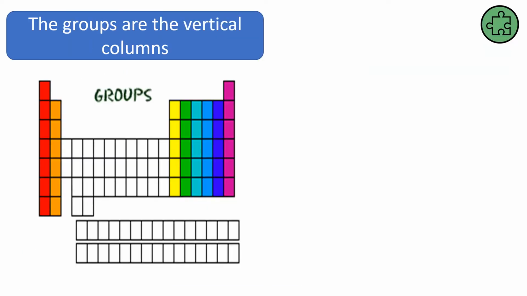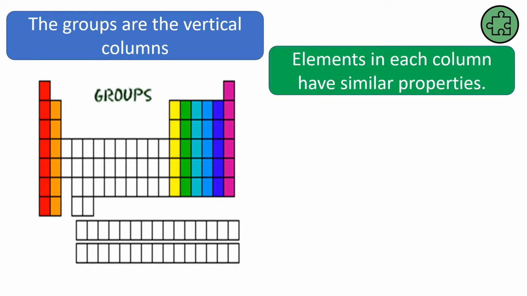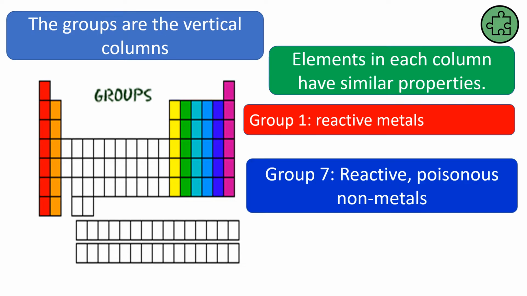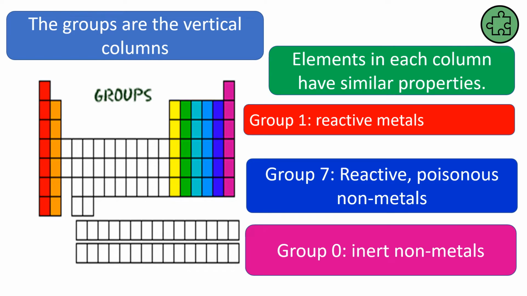We also discussed that elements with similar properties are grouped together. A group in the periodic table is a vertical column, as you can see in the diagram. Elements in each column have similar properties. So, for example, group 1, they're all reactive metals. Group 7 are all reactive poisonous non-metals. And group 0 are all inert non-metals.